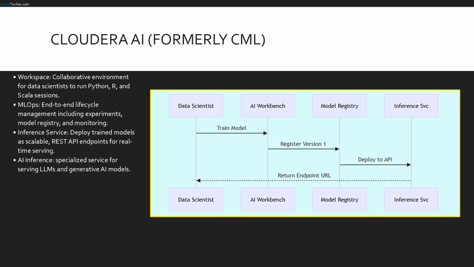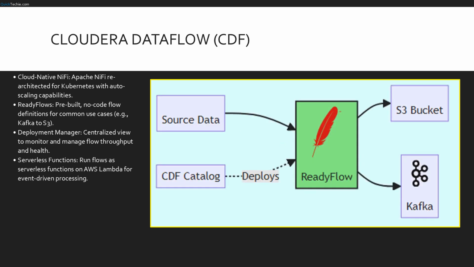The sequence diagram traces the ML lifecycle in Cloudera AI. The data scientist starts in the workbench to train a model. Once satisfied, they push it to the model registry. From the registry, the model is deployed to the inference service, which returns a stable API endpoint URL for applications to consume.